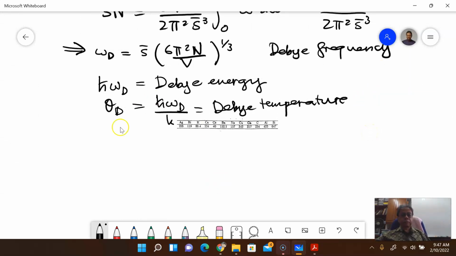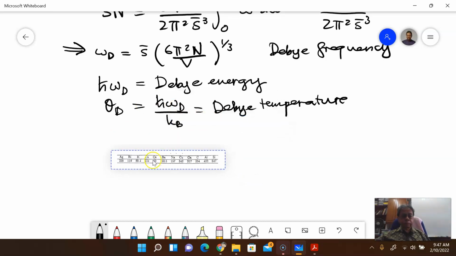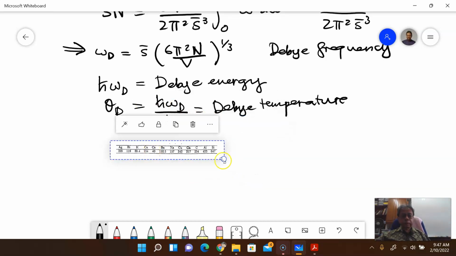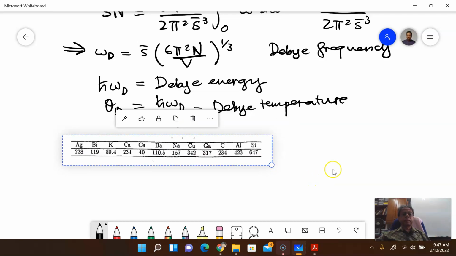So here are some of the Debye temperatures. In some ways, this can be tested experimentally nowadays. Okay, so I'll stop there for now, and I'll continue with the other chapters in the book until I feel that's enough for the final exam. Thank you, everyone.